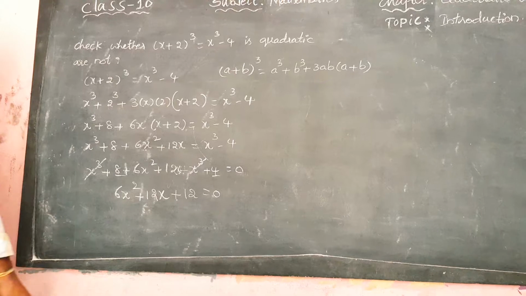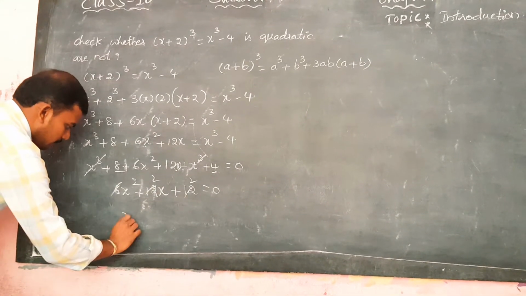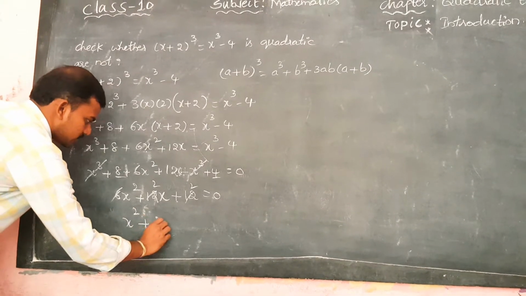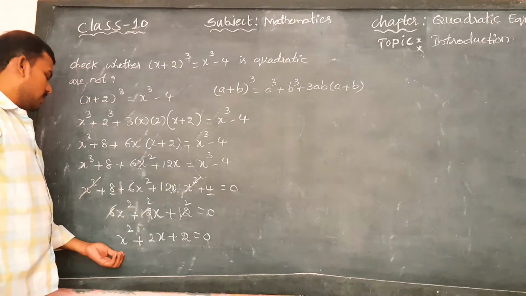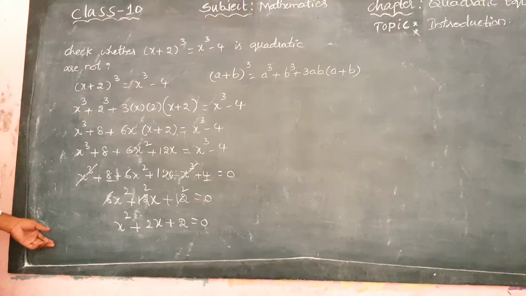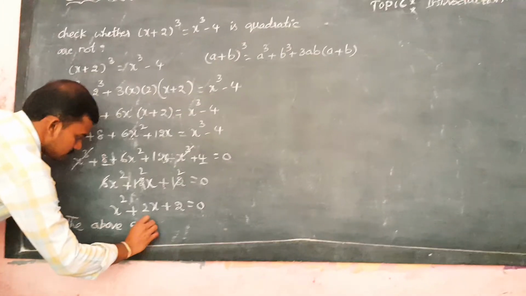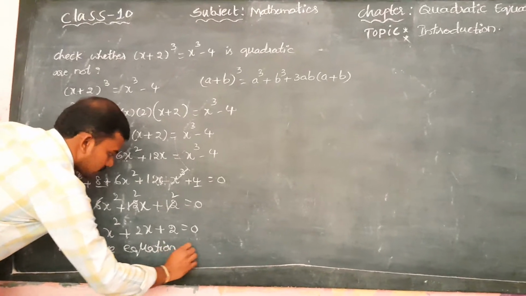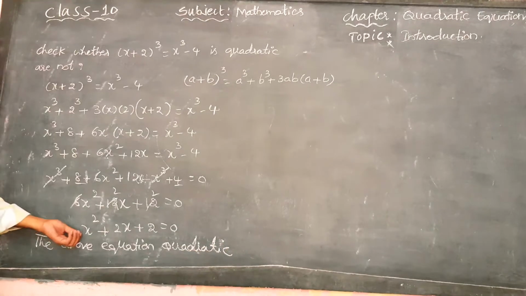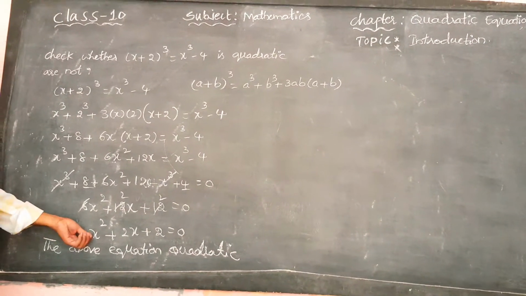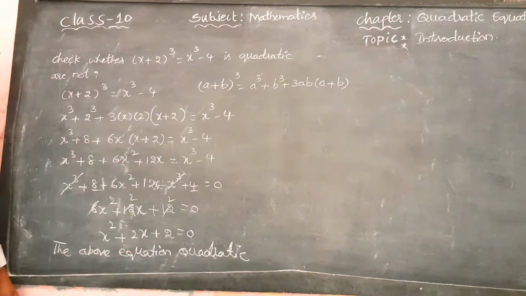Dividing this equation by 6, the remaining is x square plus 2x plus 2 is equal to 0. So the above equation is quadratic, because it is in the form of ax square plus bx plus c is equal to 0.